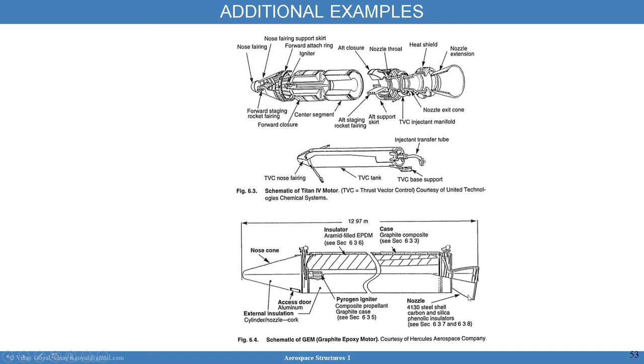You also have the nozzle, in this case a steel shell, and carbon phenolic insulators inside, and then you have the graphite composite in here. And the Titan 4 motors, something very simple and similar. You have a nozzle extension, a heat shield, a thrust vector control, an aft skirt support system, an aft staging rocket fairing, a center segment, a forward closure, and a forward staging rocket fairing. And you can see all the parts here that make up that solid rocket motor.